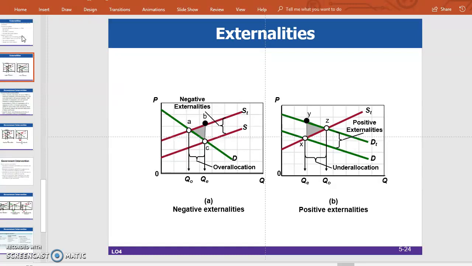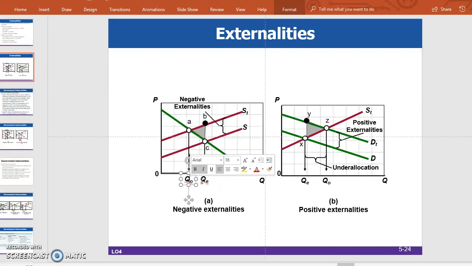So this economy should produce Q0 amount of this commodity, but because the private producer does not know and will not count that ST, he will count this as the supply curve. Then this will be the amount he produces. So this is negative externality, and we have a problem of over-allocation. They should produce based on ST. They should produce Q0, but they are producing QE. That will be the problem. So too much air pollution, too much noise pollution is going on, right?